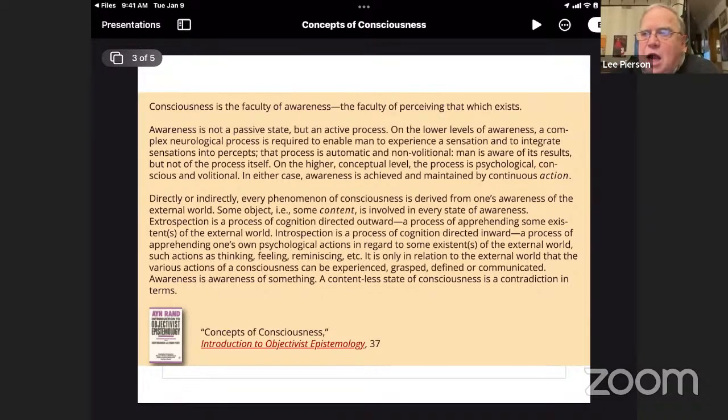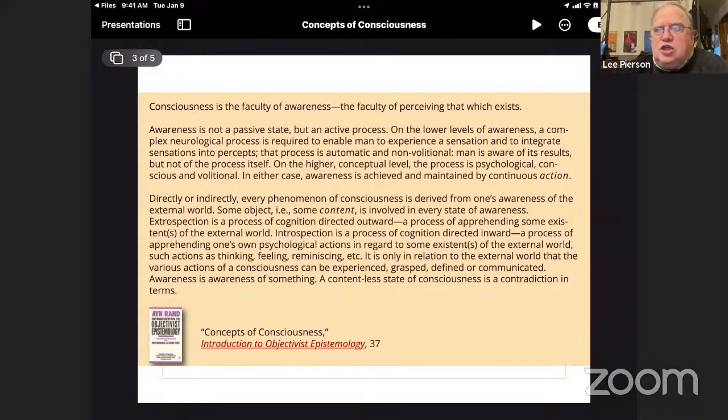"Some object, some content is involved in every state of awareness," right? Because consciousness is consciousness of something. I don't think I have to elaborate on that. "Extrospection is a process of cognition directed outward." Well, we had that already. "A process of apprehending some existence, things that exist, of the external world." And by external, I guess we mean outside of consciousness. Correct.